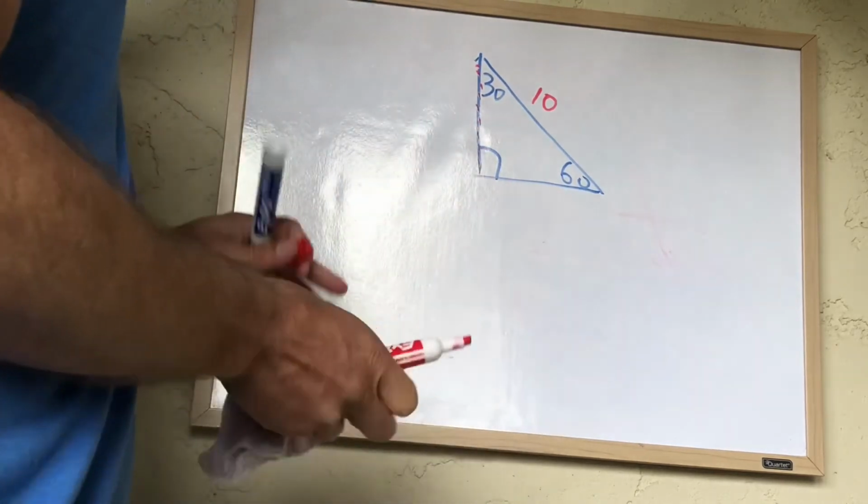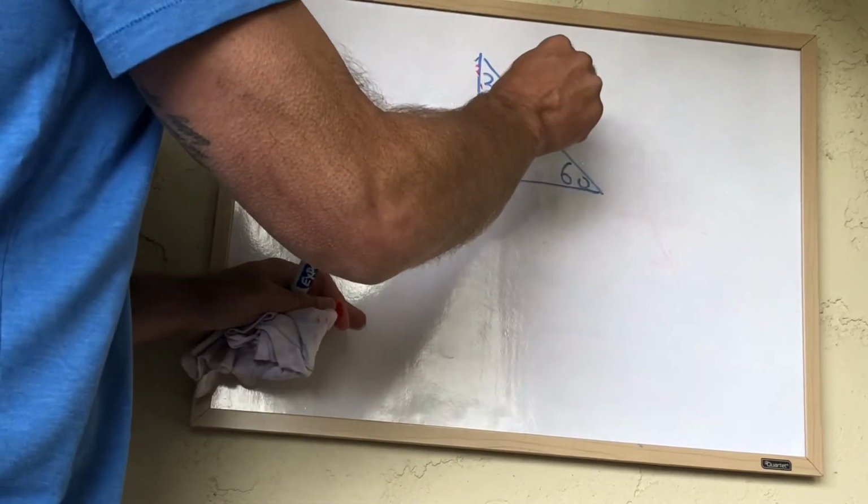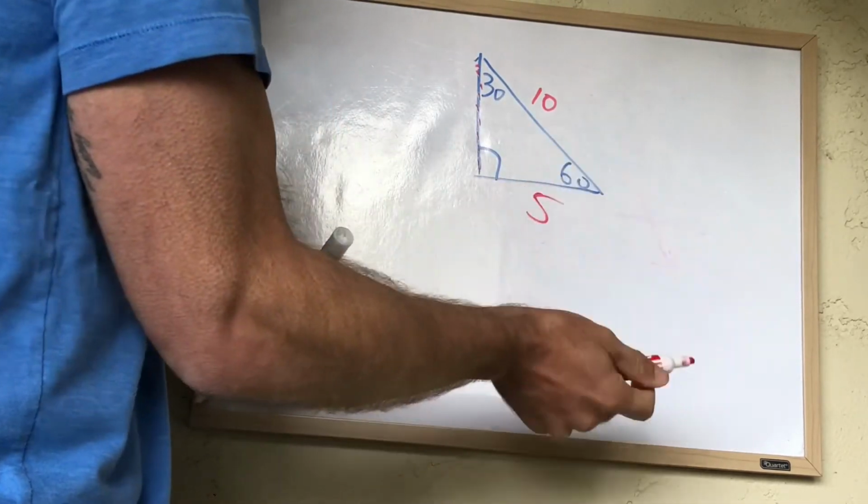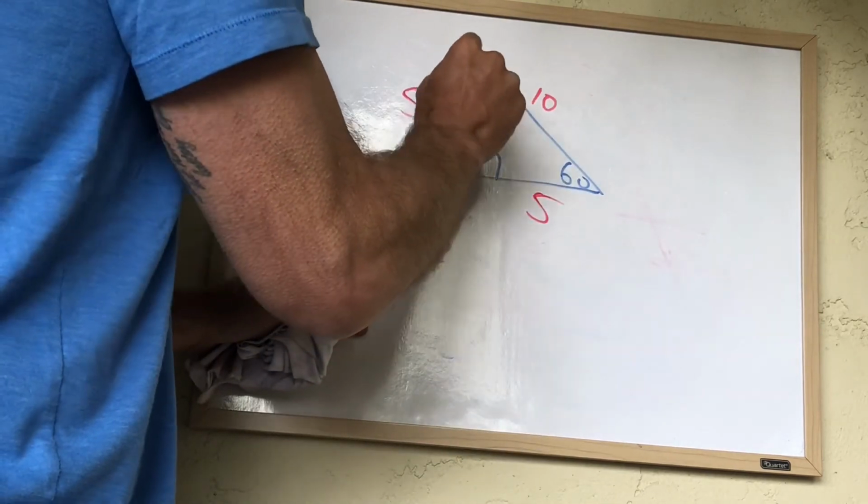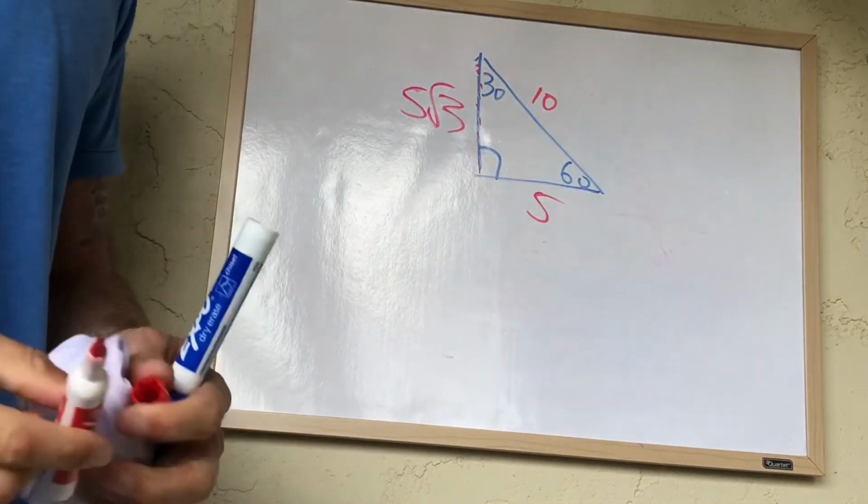Now watch, 30, 60, 90. Your hypotenuse is twice the size of your short leg. Your medium leg is your short leg times root 3. There it is, 5 root 3.